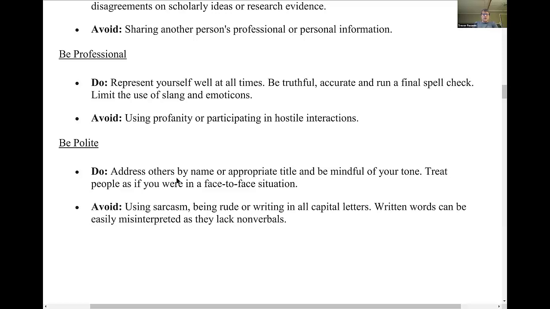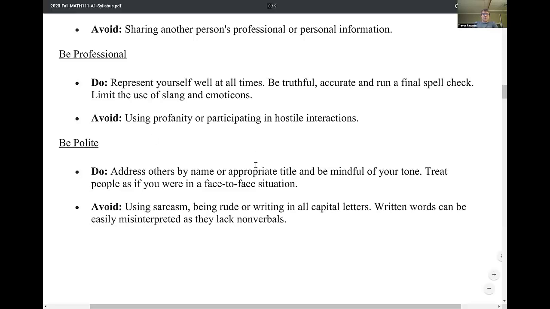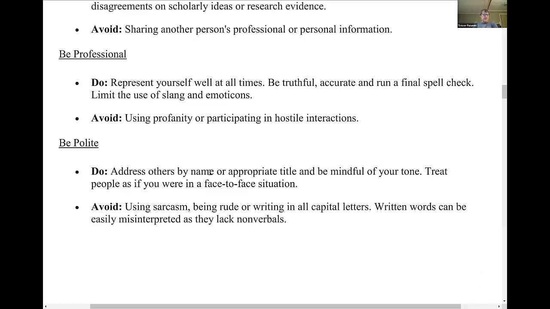So we'll try to address people appropriately by whatever title they like. We talked about that earlier. And just as if you were in a face-to-face situation, I'll try to give everyone the same amount of respect that they would have there online as well.